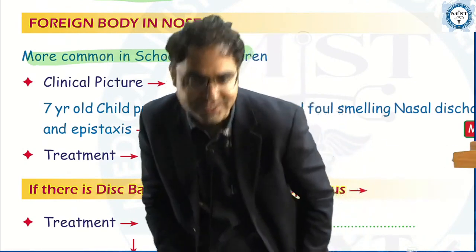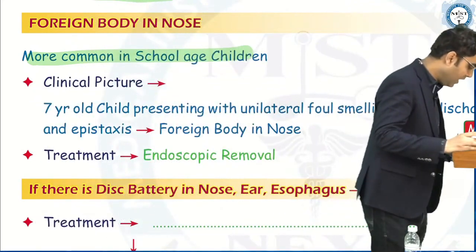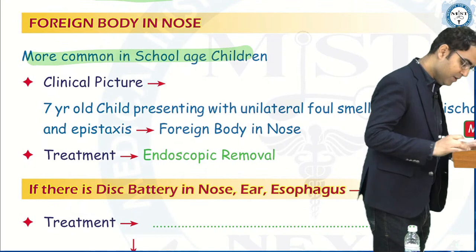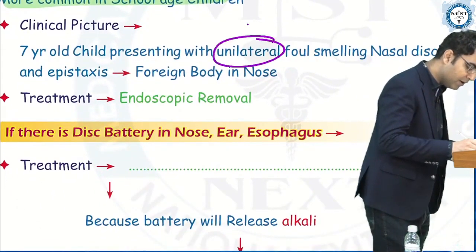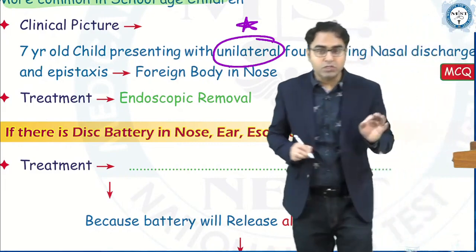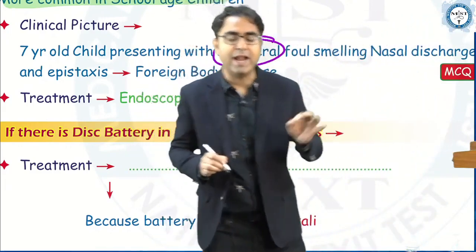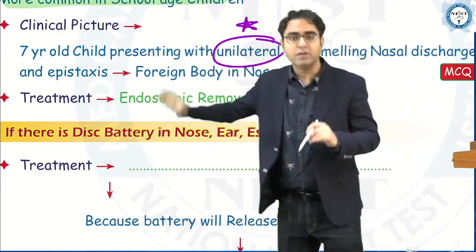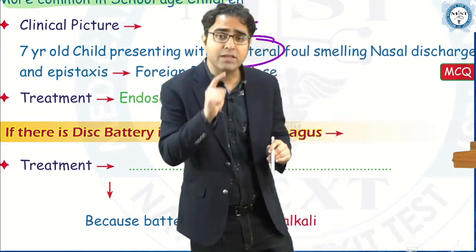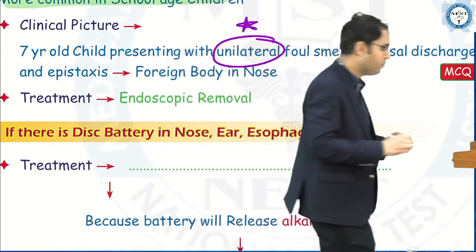A 7-year-old child presenting with unilateral, foul-smelling nasal discharge and epistaxis. The key word is unilateral. Single-side smell, single-side discharge, single-side bleeding. Beta, why single side? Because it is due to a foreign body in the nose.